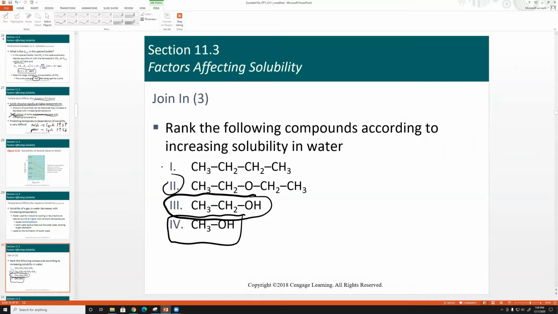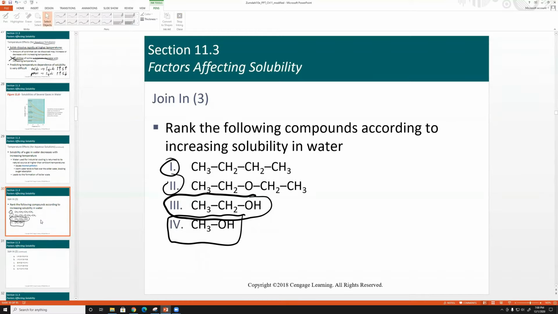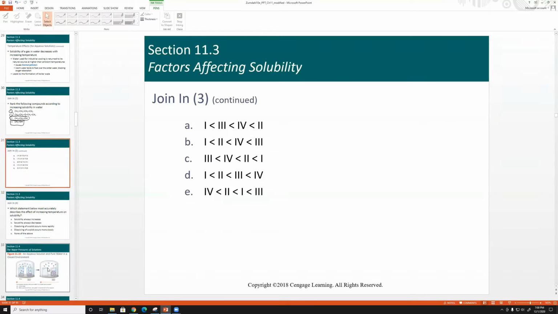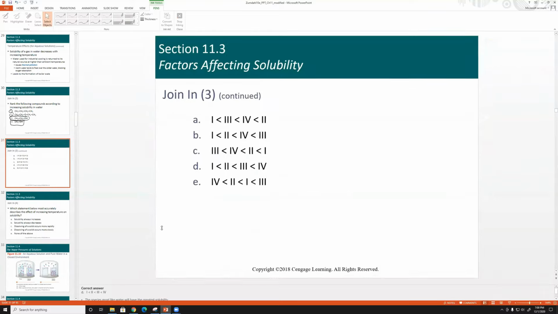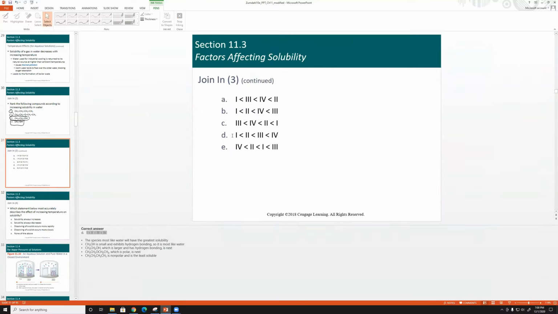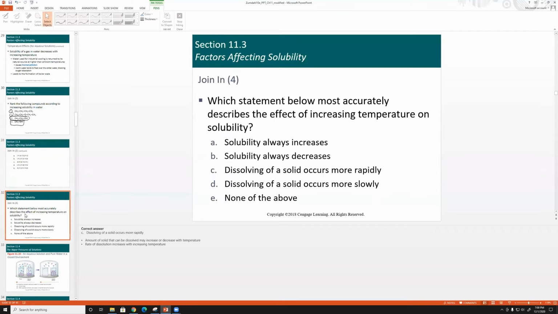So then number 2 would come next, and then number 1 would not be soluble in water at all because it has no polarity whatsoever. This is butane, n-butane. It's very nonpolar. So the answer is C, D. It means 1 is going to be least soluble, 2 is second, 3 is third, and 4 is fourth.